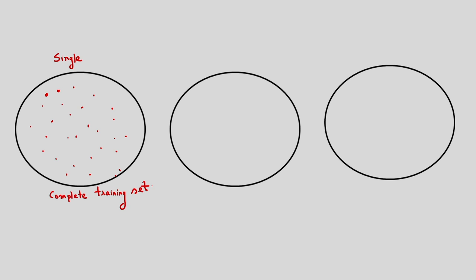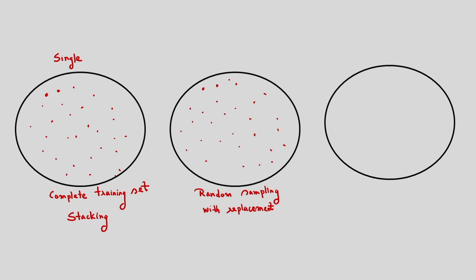And this complete training set we employed in case of the stacking. The next is I am considering the random sampling with replacement. The replacement concept I have already explained. I am getting the training data set with the help of random sampling with replacement. This concept we applied in case of the bagging. The meaning of bagging is bootstrap aggregation.